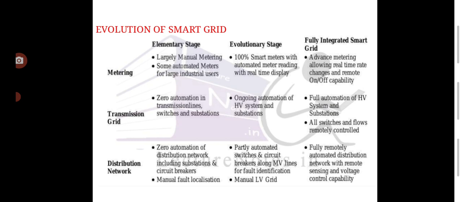Then distribution network. Under the elementary stage, there is zero automation of the distribution network including the substation and circuit breaker, and manual fault isolation. But in the evolutionary stage, partly automated switches and circuit breakers along the MV lines for fault identification, and manual LV grids. But in the case of integrated smart grids, fully remotely automated distribution networks with remote sensing and voltage control capacity. That is about the smart grid evolution.